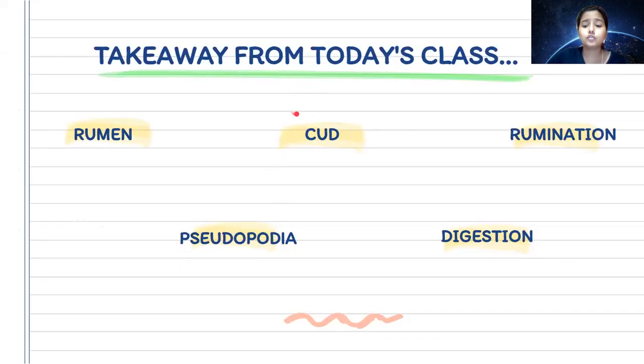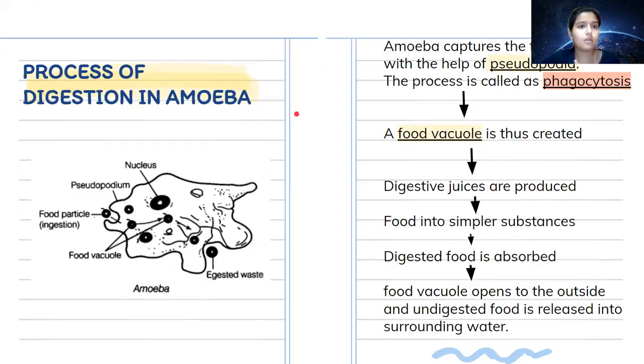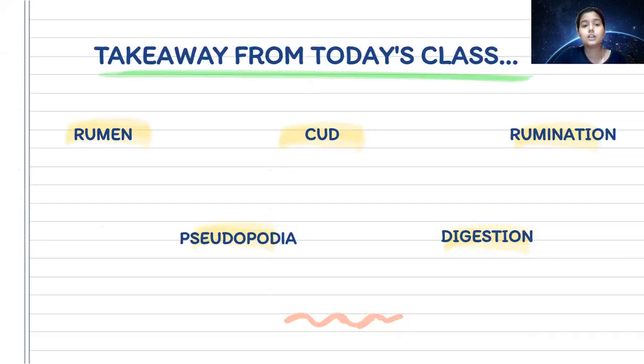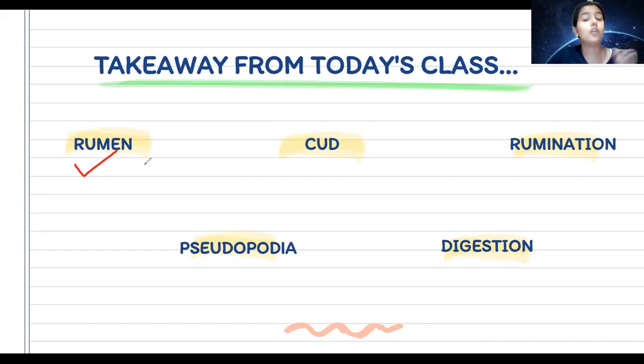All right. So now we know how the process of digestion goes on in an amoeba, and how digestion goes on in ruminants also. So what is our takeaway from this class? We talked about a few terms which were new to us, like what is rumen? Tell me in the comments, what do you mean by rumen? I'll give you the definition. Rumen is basically a specialized organ present in ruminants, which helps in temporary storage of the food, right? Temporary storage of the cud.